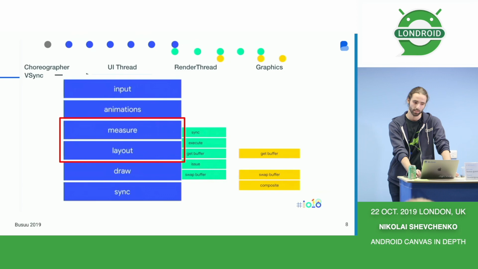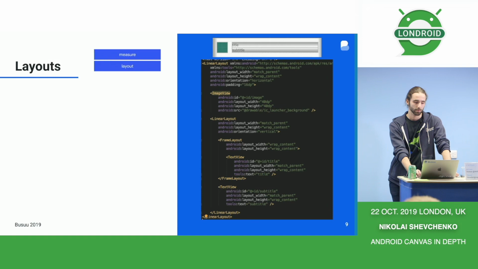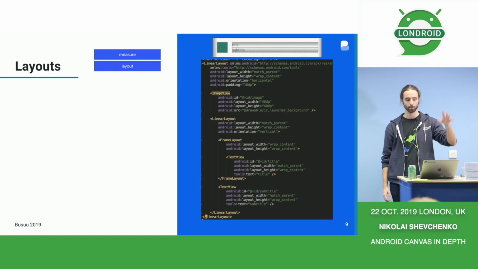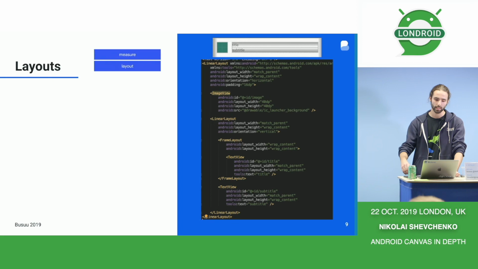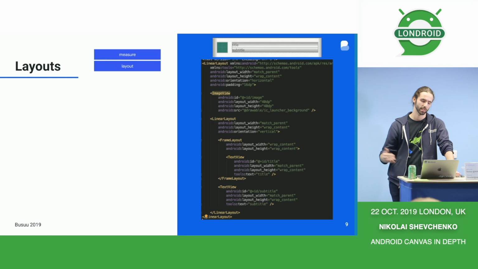So what are these layouts? We have these measure and layout steps that can grow drastically unless we use a canvas directly. Let's have a look at this simple layout here. We have a linear layout with horizontal orientation. We have an image view on the left, another linear layout on the right with two text views, the title and the subtitle. And this is how it looks on the top. As you can see, I made a mistake on purpose. I wrapped the text view of the title inside a frame layout in order for you to understand how you can optimize your layouts later.